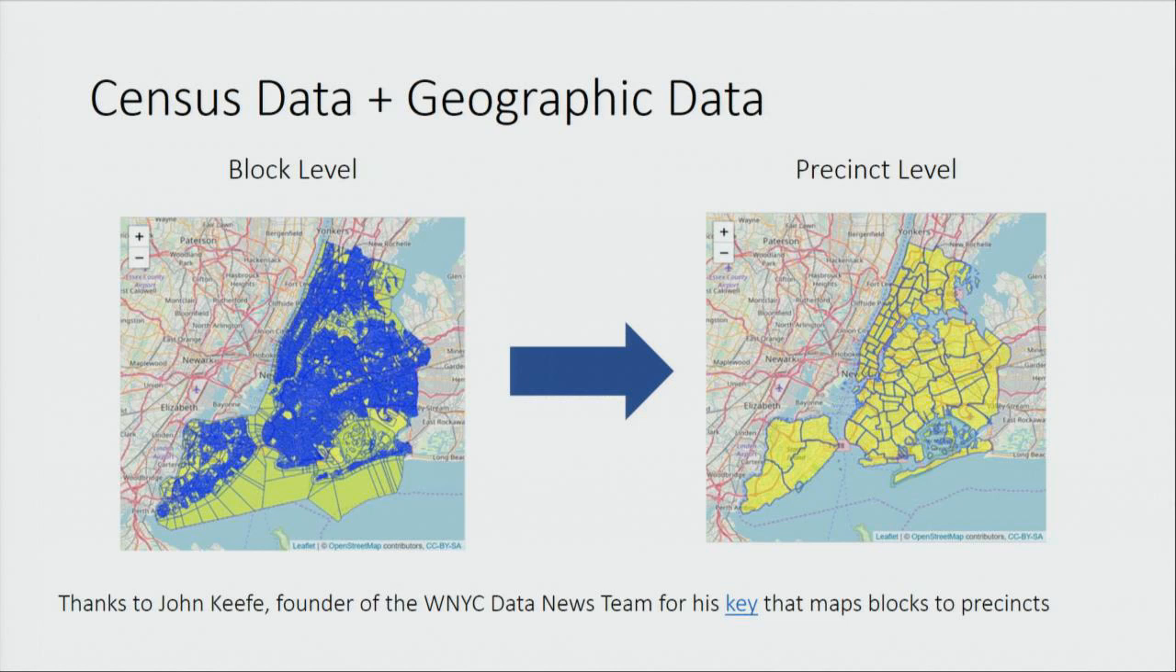We wanted to look at precincts because we're discussing police, and that was one of the most consistent ways that location was reported in the stop and frisk data. So John Keefe, the founder of WNYC Data News Team, had published a publicly available key that mapped census blocks to precincts. We used that to convert our data, and we calculated for every precinct how many people of each race there were. And then we were ready to start analyzing our data.